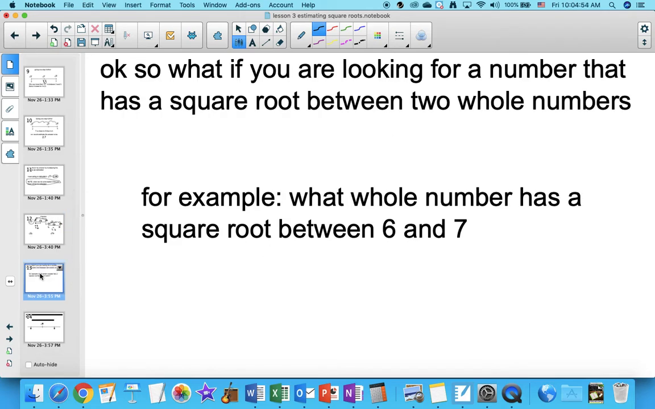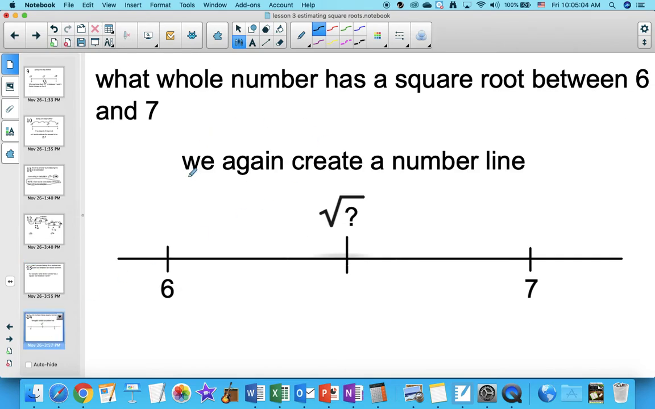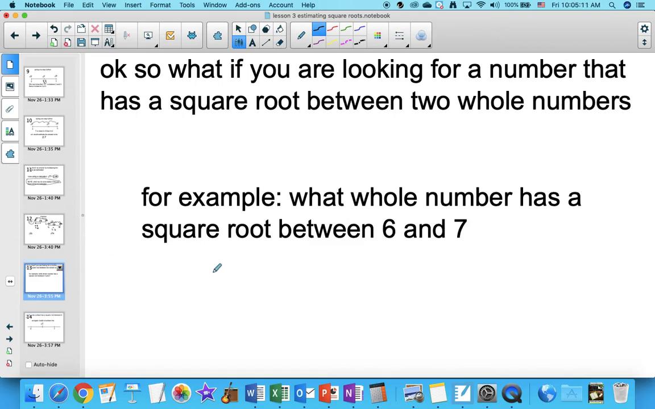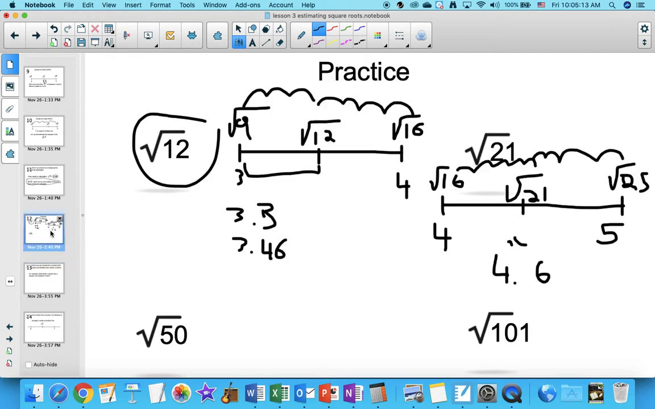So if you are looking for a number that has a square root between 2 whole numbers, for example, what whole number has a square root between 6 and 7? Then you create a number line, right? In this case, I'm asking a question that's the reverse of this one. Here I'm giving you a number, and I'm saying it's not a perfect square, so we have to estimate it.